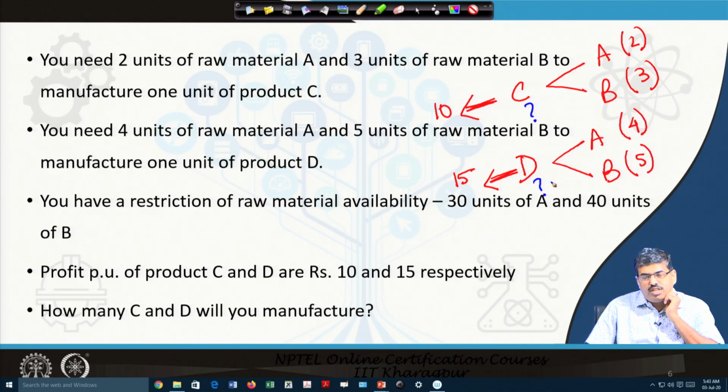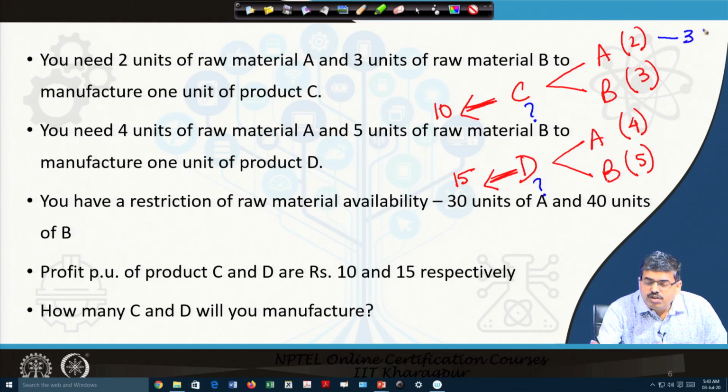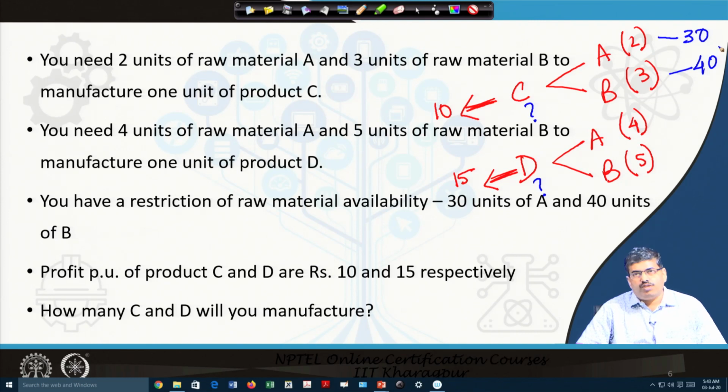What is the restriction? Now, this raw material A has a restriction of 30 units and this raw material B has a restriction of 40 units, right. So, the question is how many C's and D's will you manufacture? This is the problem if you look at it very carefully. Okay. Now, let us move.